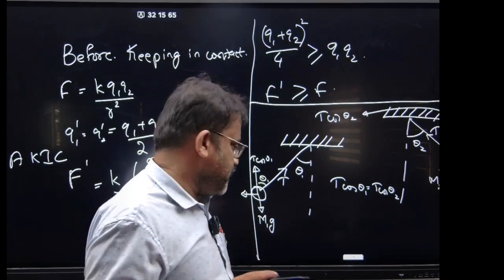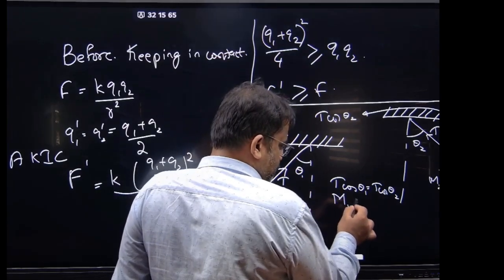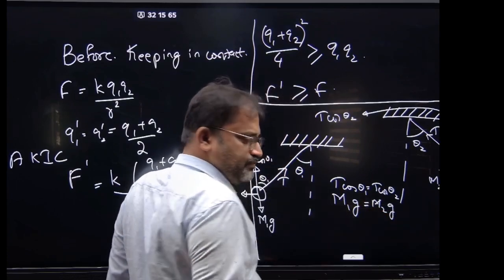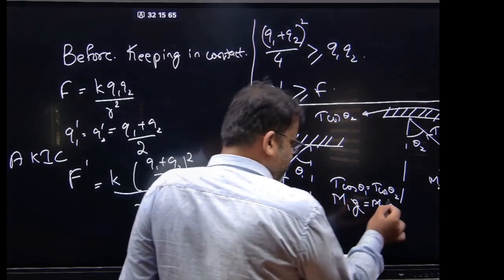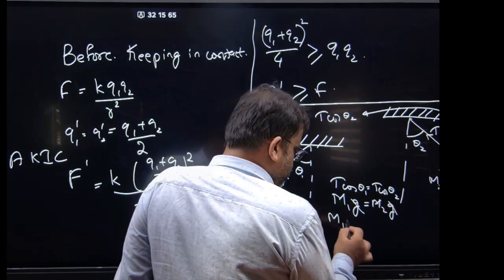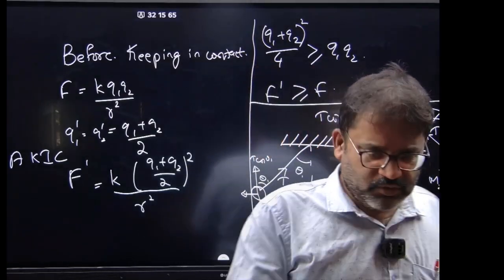That means m1g is equal to m2g. What can we cancel off? g can be cancelled off. So what remains? m1 equals m2. So what is the right option now? Option 2, verified.